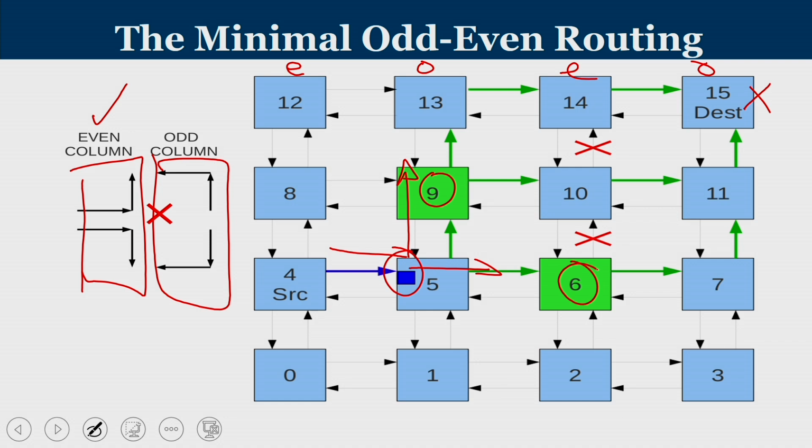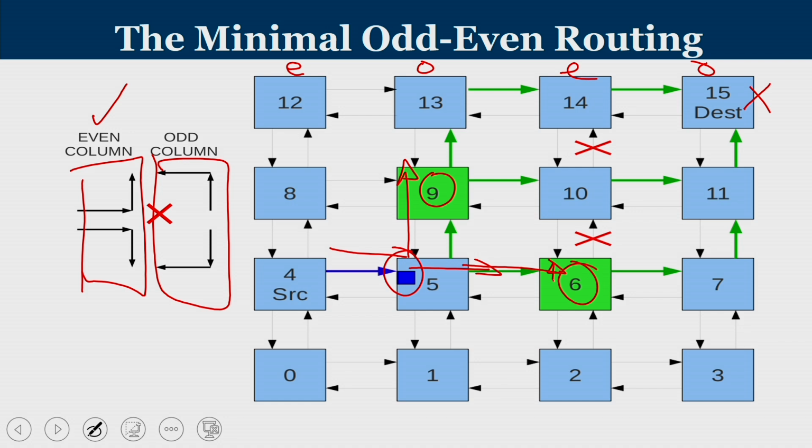Now let us imagine that the packet has taken 9. In 9 it has two options. It can try either 13 or 10. So wherever you have seen the green path, that is a path through which the packet can travel. Now imagine the packet has reached 6. Let us say the packet is moving and is reaching 6.